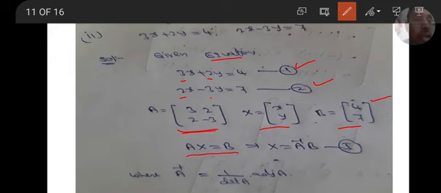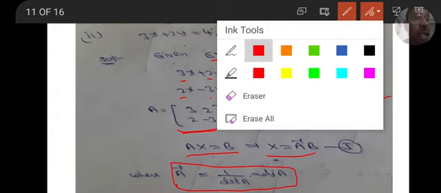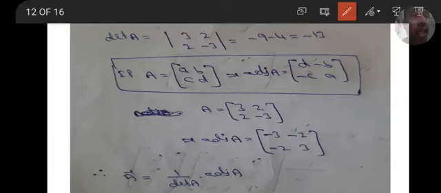Then Ax equal to B implies x equal to A inverse B. What is the A inverse formula? 1 by det A into adjoint A. And det A, what is the det A formula? It is a 2 by 2 matrix, [3, 2; 2, minus 3], so ad minus bc: 3 into minus 3 is minus 9, minus 2 into 2 is minus 4, so minus 13.